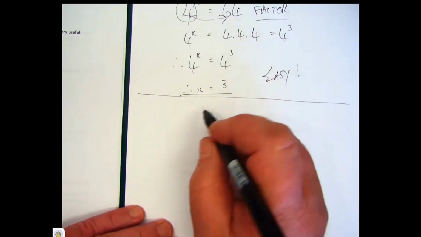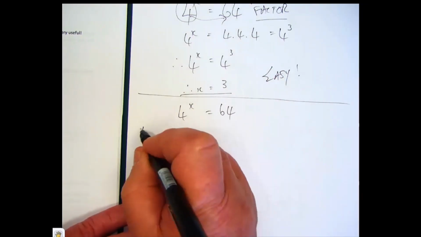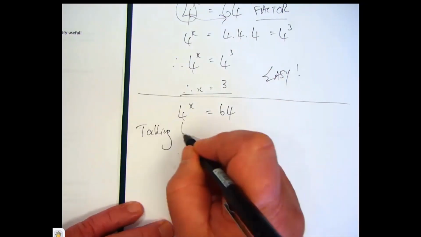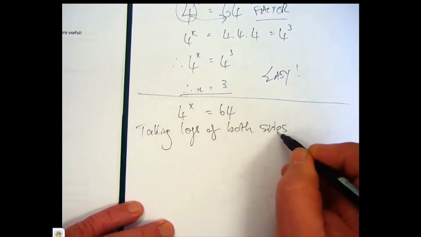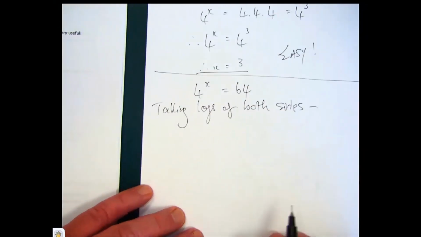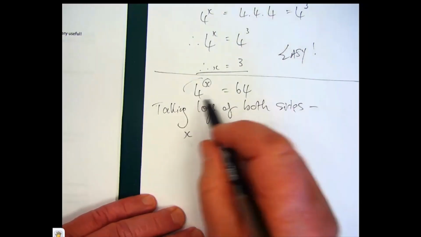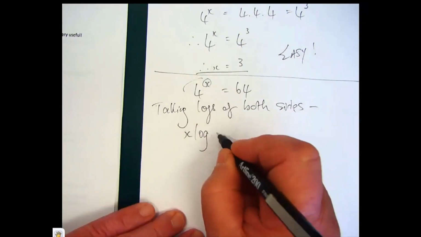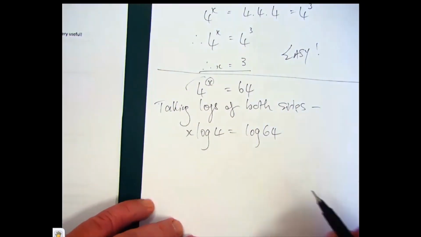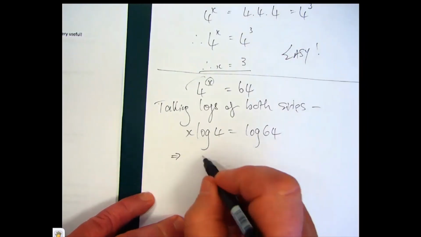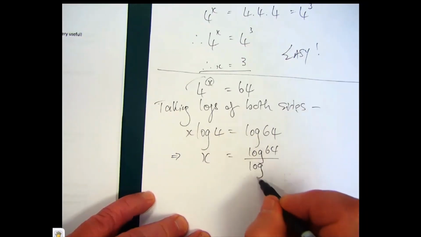Watch this following method. If I say 4 to the x equals 64, I can still say this. Taking logs of both sides. Now again, you don't necessarily write this, but you can think this. Watch this. The x comes down. And I'll use log base 10 because these are just straightforward numbers, so it doesn't matter. x log 4 must equal log base 10 of 64. Would that be true? Let's hope it is, because then when we rearrange this, we get x equals log 64 over log 4.